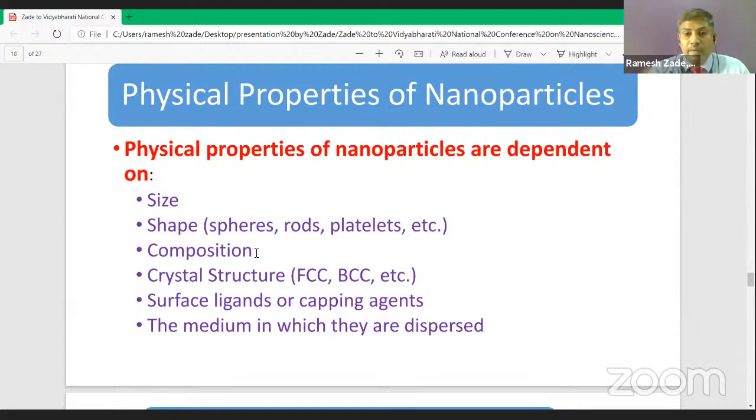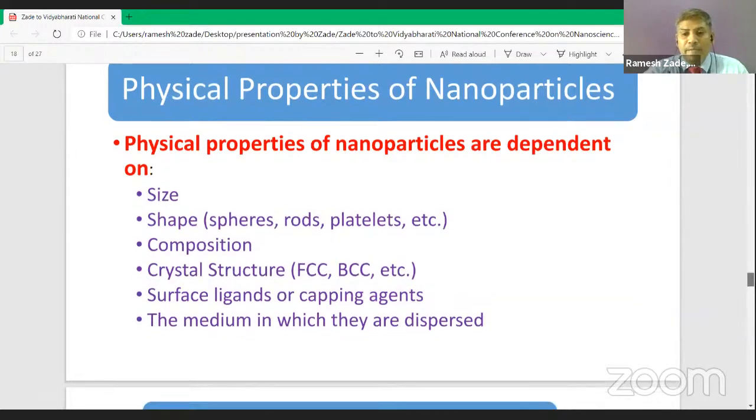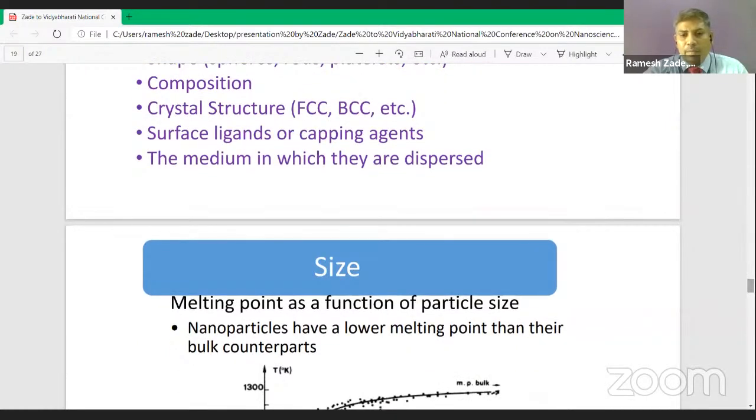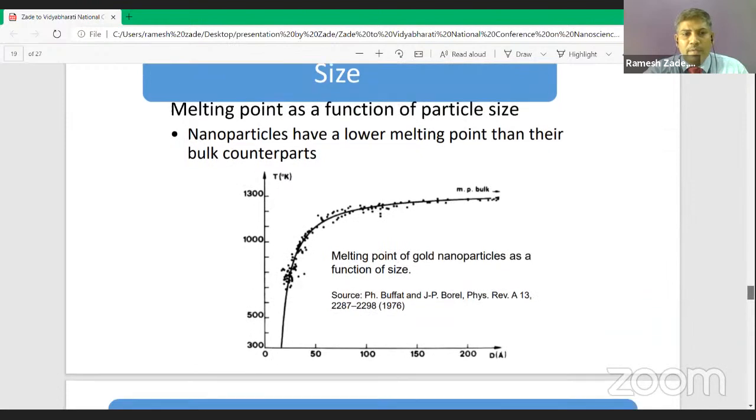Then the chemical composition is also important in getting the particular size and shape. Then the crystal structure, whether it is BCC or FCC, depends on the number of surface atoms. We calculate the number of atoms in FCC or BCC, so it really matters. Then the surface ligand or capping agent. Many physicists use proteins or amino acids as capping agents because of their biocompatibility. Then the medium in which they are dispersed, meaning what solvent we are using for the preparation. This is again a correlation between size and melting point.